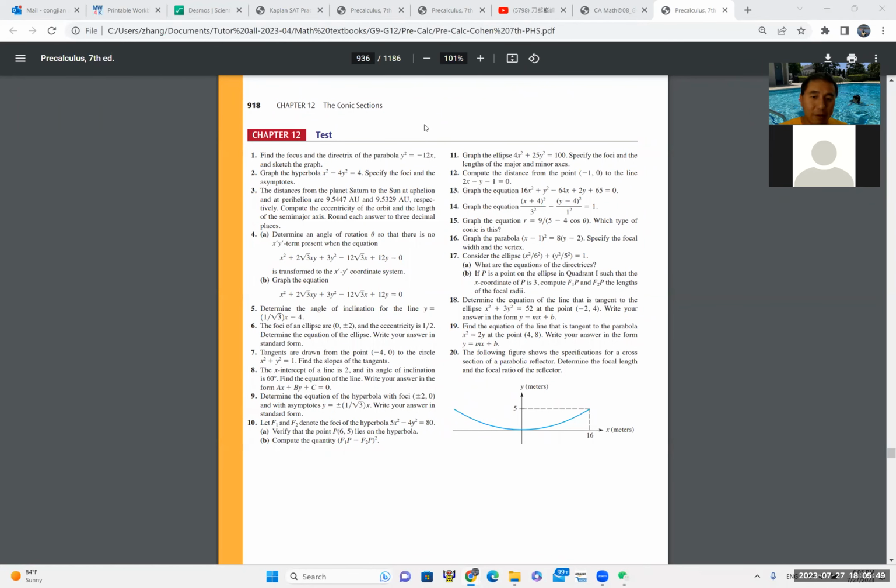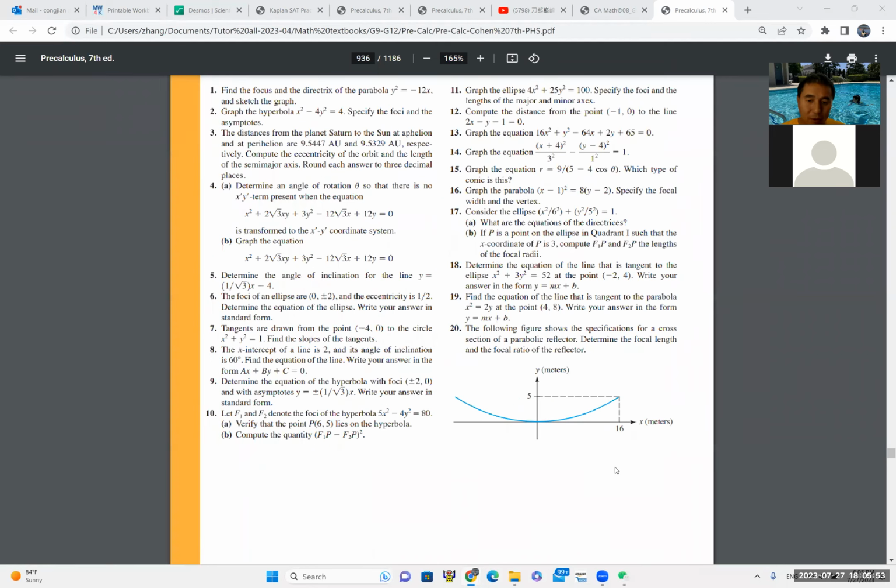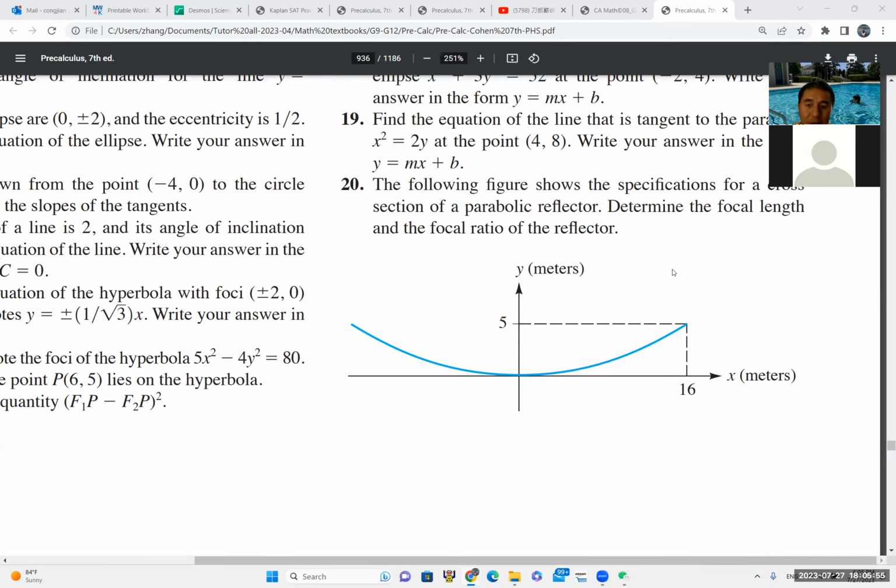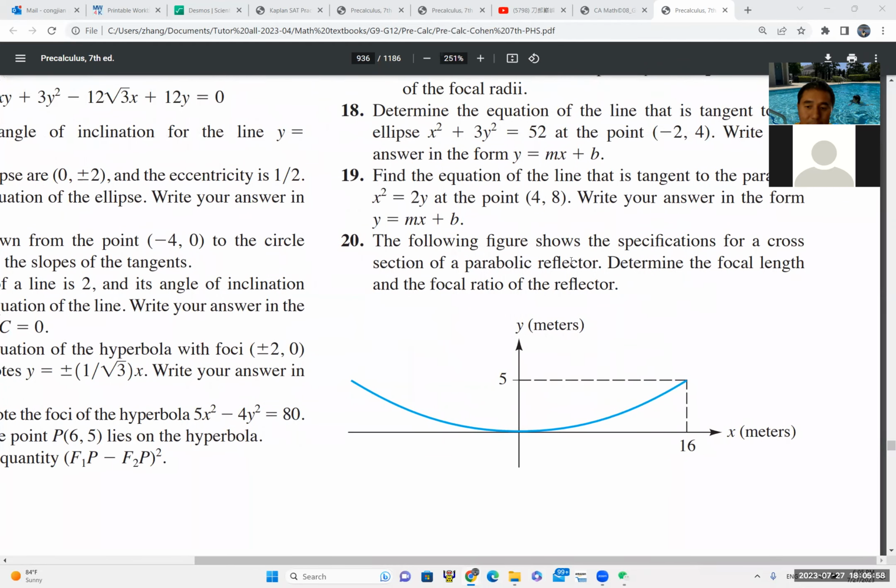Okay, let's say chapter 12 test. You mentioned problem 20, so let's see what's here. The following figures show the specification for the cross section of a parabolic reflector. Determine the focal length and the focal ratio of the reflector.